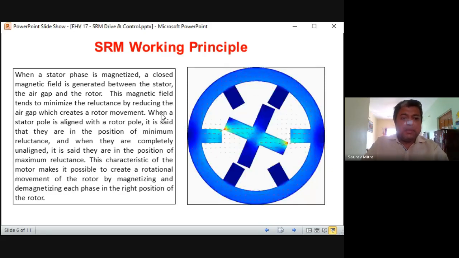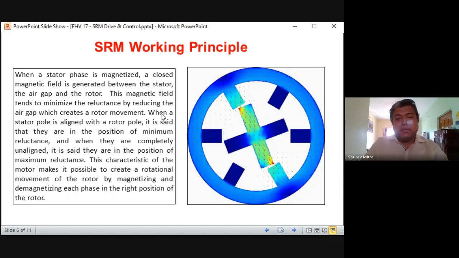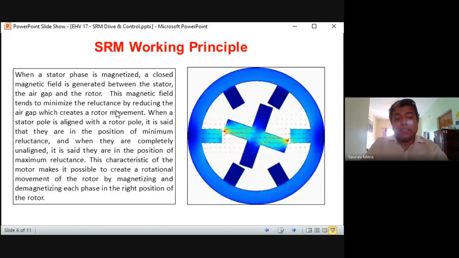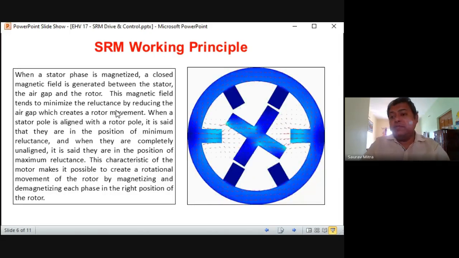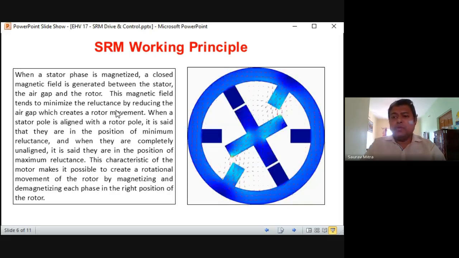When a stator pole is aligned with a rotor pole, it is said that they are in the position of minimum reluctance. And when they are completely unaligned, the reluctance is maximum. This characteristic of the motor makes it possible to create a rotational movement of the rotor by magnetizing and demagnetizing each phase at the right position of the rotor. Demagnetizing means you are changing the pole to the same pole as the rotor and stator pole.